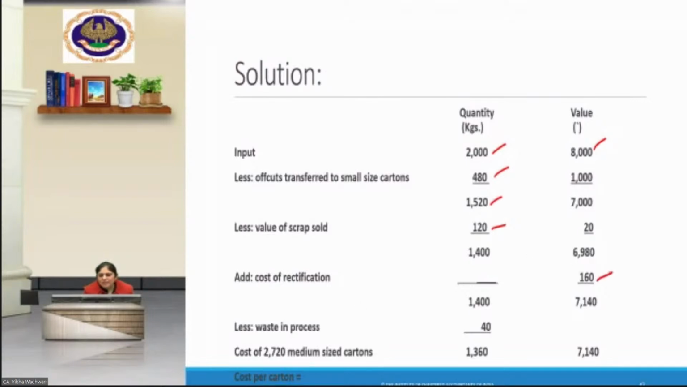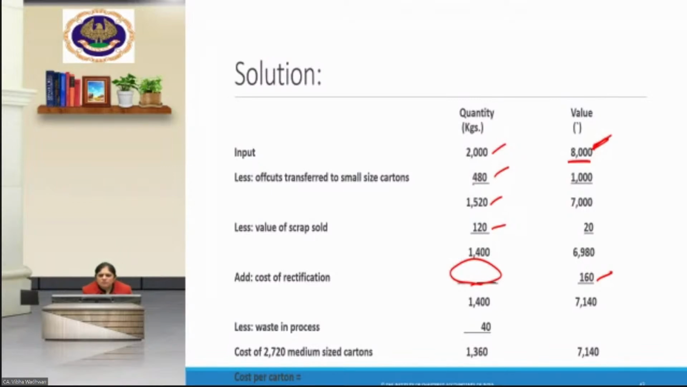Add cost of rectification. See, we are not adding here the defective units, because this includes the cost of defectives also. So we are not adding the 2,000, it's including the defective units also. So we are neither excluding nor including the defective units separately. So 2,000 kgs of board was started with.